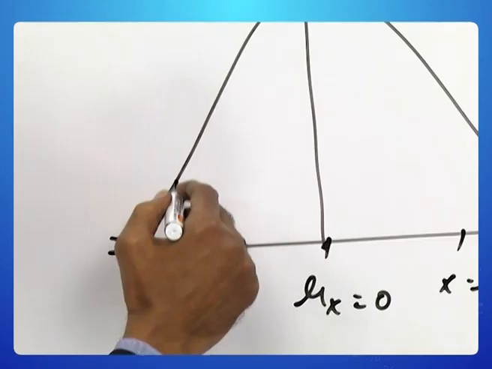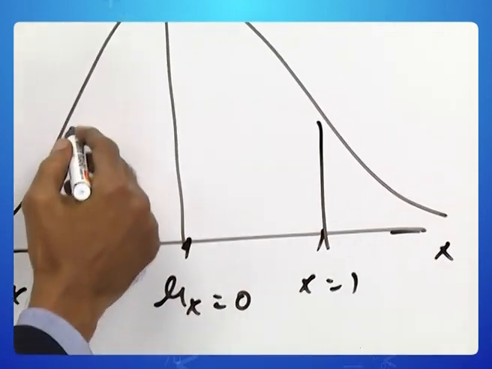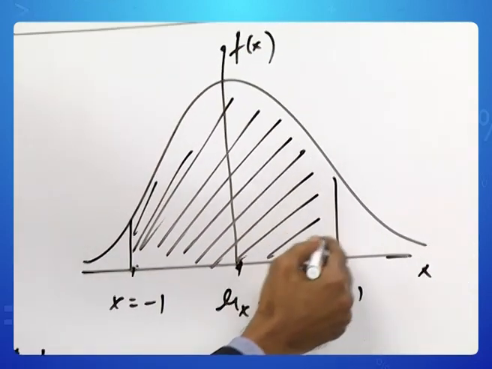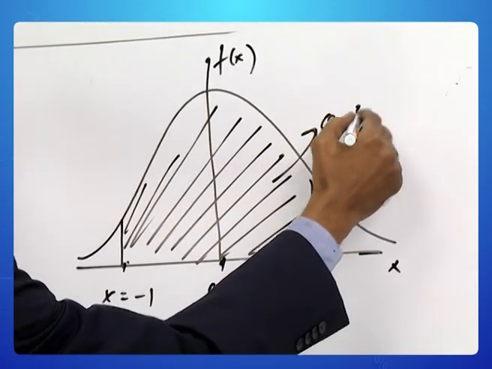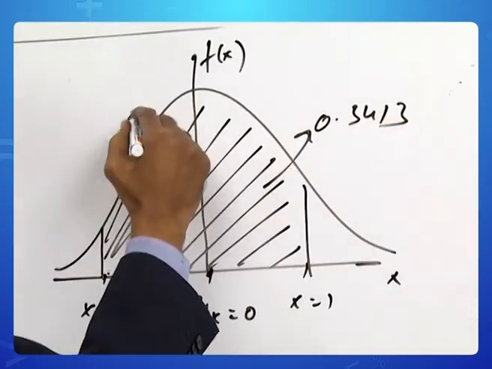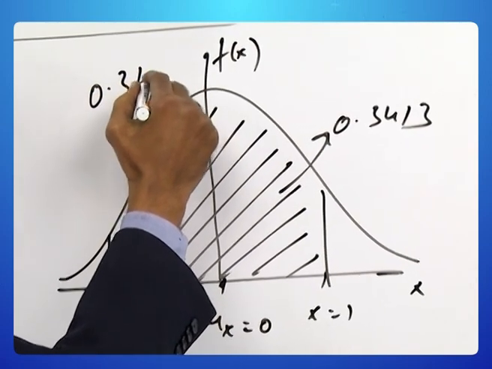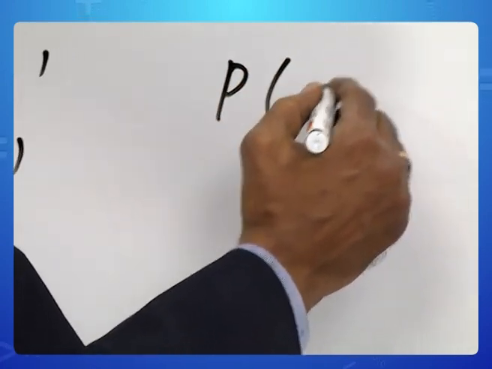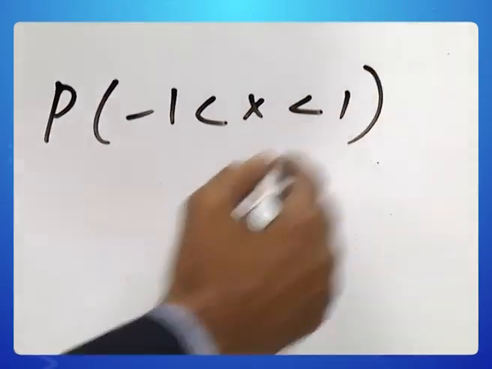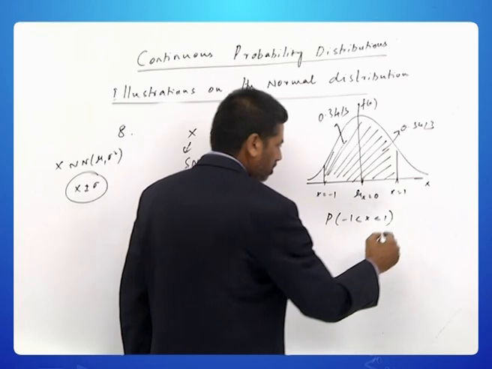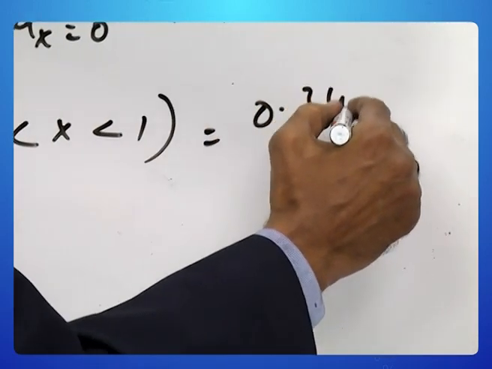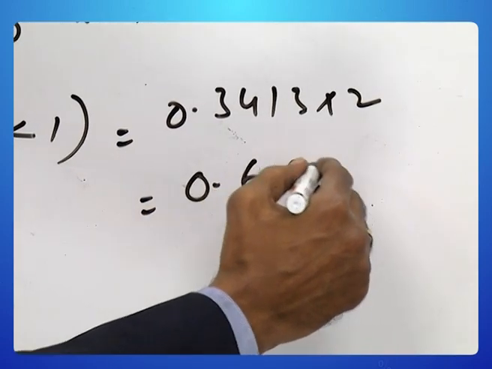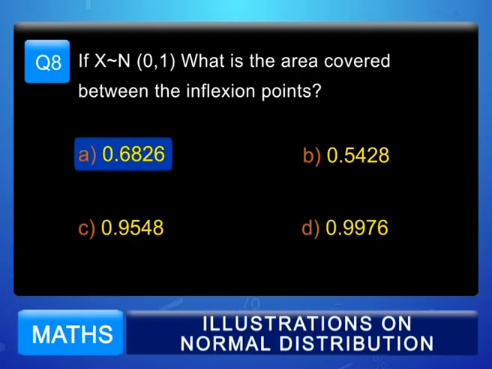So the question is, how much is this area? So all of you can easily answer this. 0.3413 taken twice. Therefore, the probability that x takes values between the inflection points is 0.3413 multiplied 2 times, so 0.6826, and you can find this in option A.